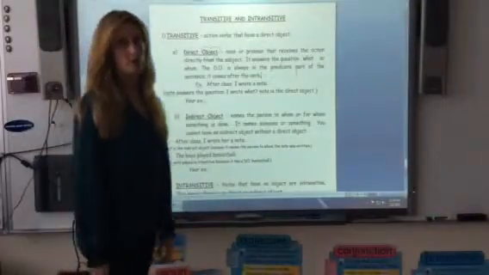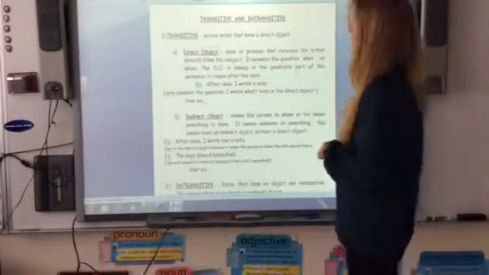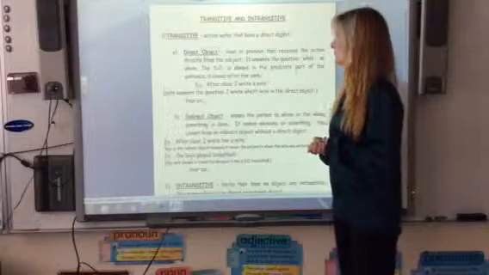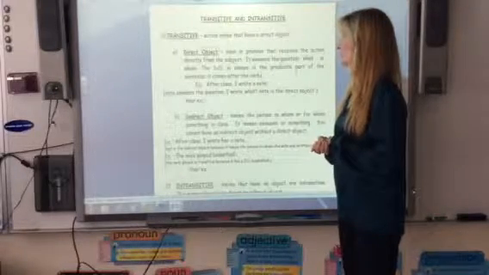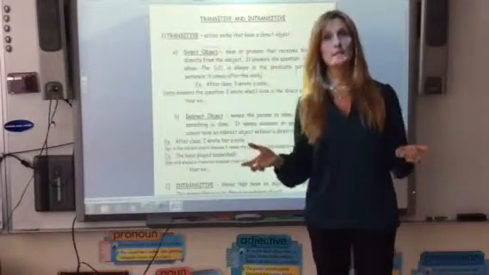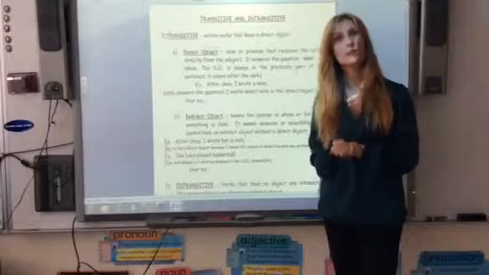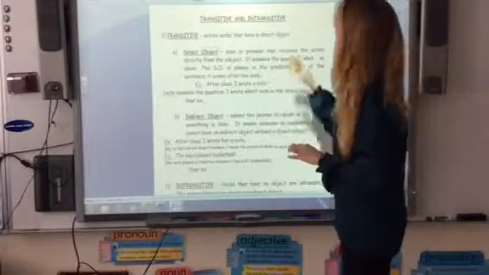So today we are going to be working with transitive and intransitive verbs. A transitive verb is an action verb that has a direct object. So the key thing when locating a transitive verb is to see if it is in fact an action verb. Okay, if it's an action verb, does it have a direct object?